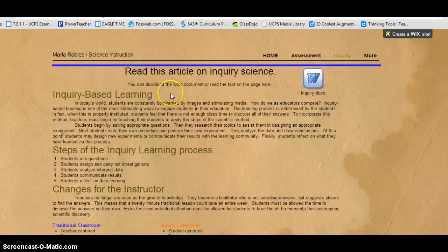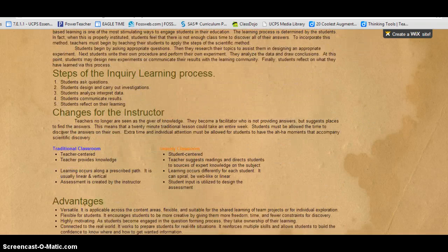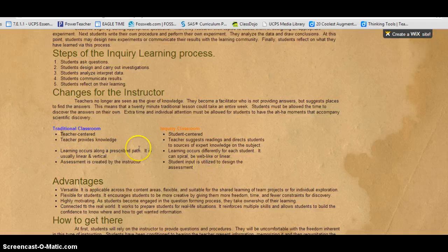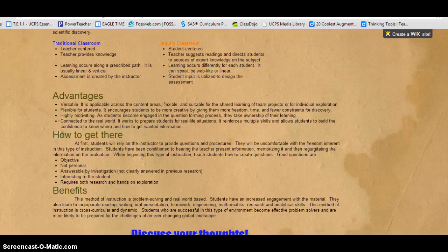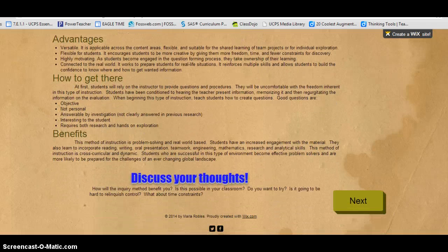After that, students were actually going to read the article that I created that discusses the difference between traditional and inquiry-based classrooms, the advantages, and what we actually need to do to get from where we are to where we want to be. And then we talked about the benefits, and then we actually talked as a group about what we thought. Is it possible in our classroom to have inquiry-based education? Is it not? What do we need to know, and what are we going to have difficulty with as we proceed?